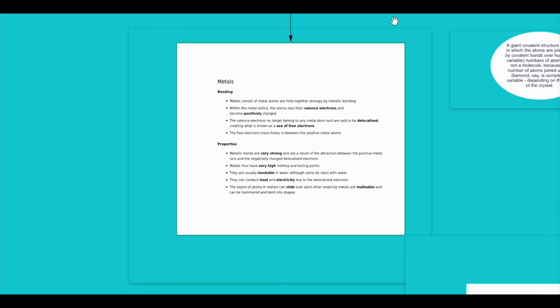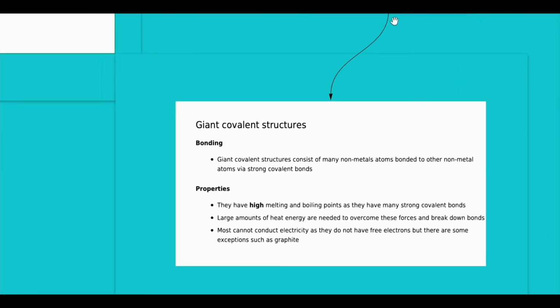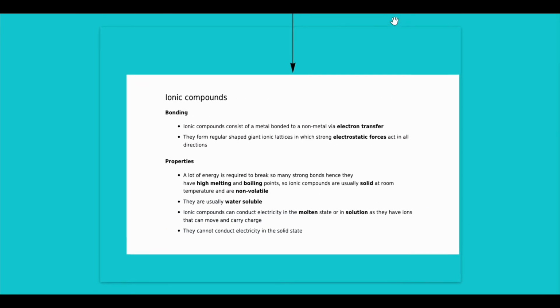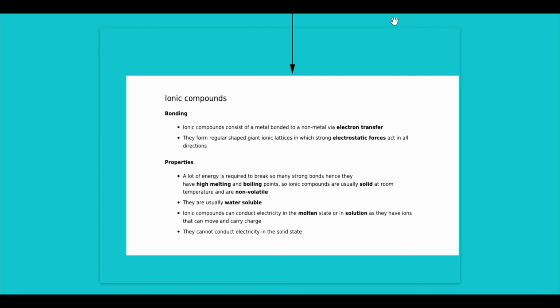So here's a little summary for metals that you need to be aware of: giant covalent structures, simple molecular structures, and also ionic compounds as well. And you need to think about the type of melting and boiling points they will have, whether they conduct electricity or not, and that's all been covered in previous topics.